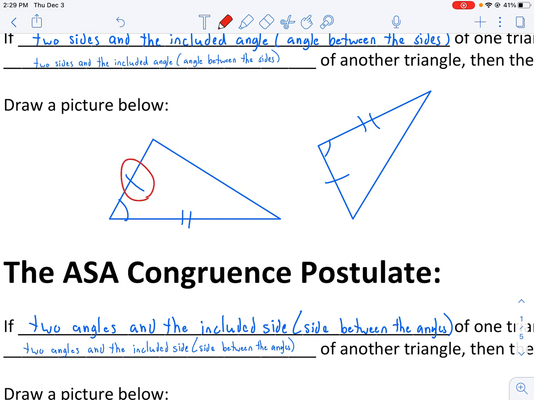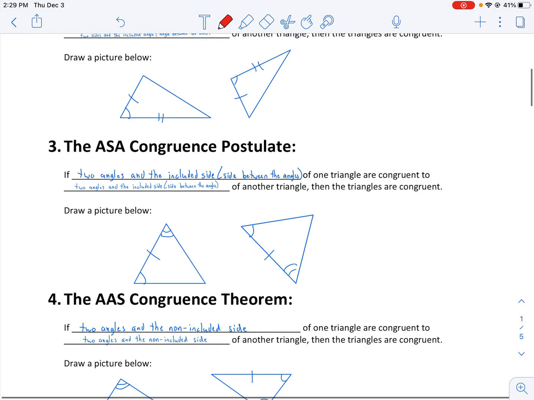So we know this side is congruent to this side. We know this side is congruent to this side. And then we have an angle in between those two sides in both triangles that are also congruent to each other, which would prove that those triangles are congruent.